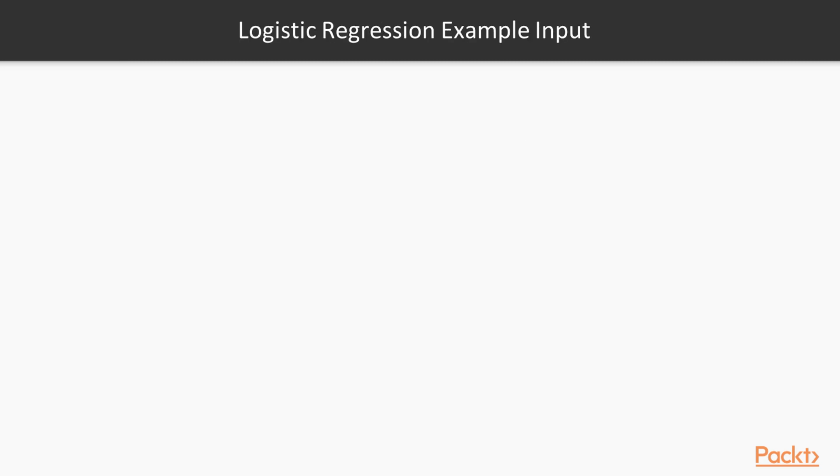But let's go through the simple example. Let's say we want to build a logistic regression model that gives us the probability of a student passing an exam. The input for that algorithm needs to be labeled. So the input will be twofold. The first part of the input is hours of study, how many hours the student studied, and the second part is whether he passed the exam or not, 1 or 0.